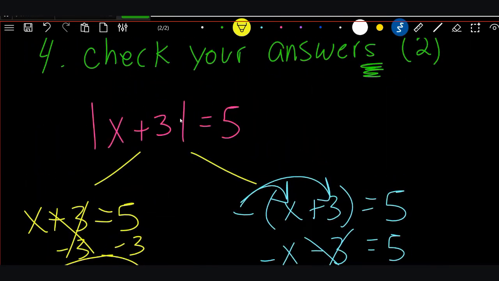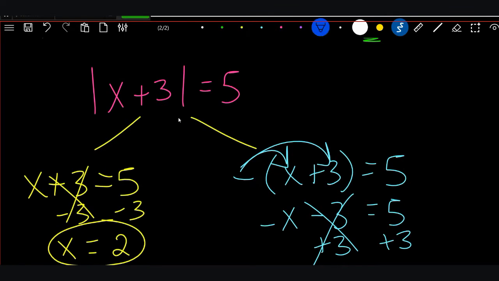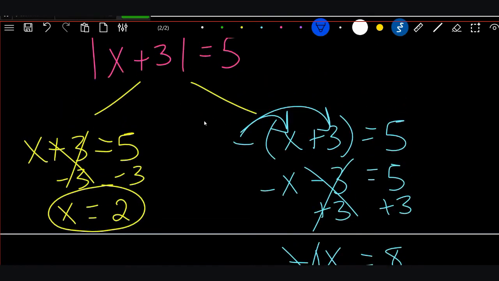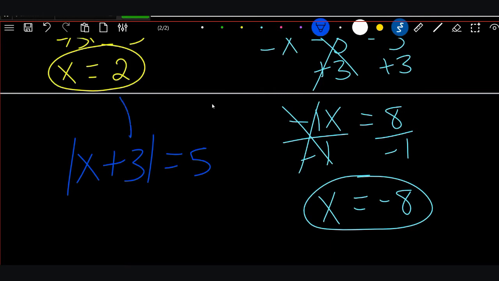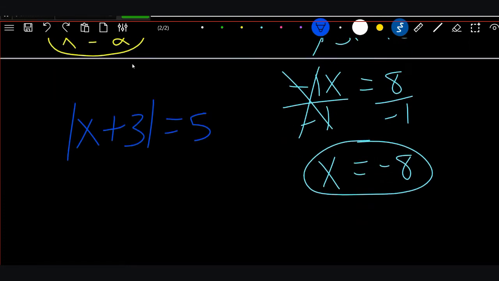Now I want to show you something. What happens now is we are going to test these or try these out. So the absolute value of x plus 3 equals 5. So let's try these. Let's try the 2 first from up here. So basically we want to take that 2 and put it right there. See what happens. 2 plus 3 equals 5. 5 equals 5. Bingo, we got it. That's good. So the 2 checks. And so 2 is part of our answer.